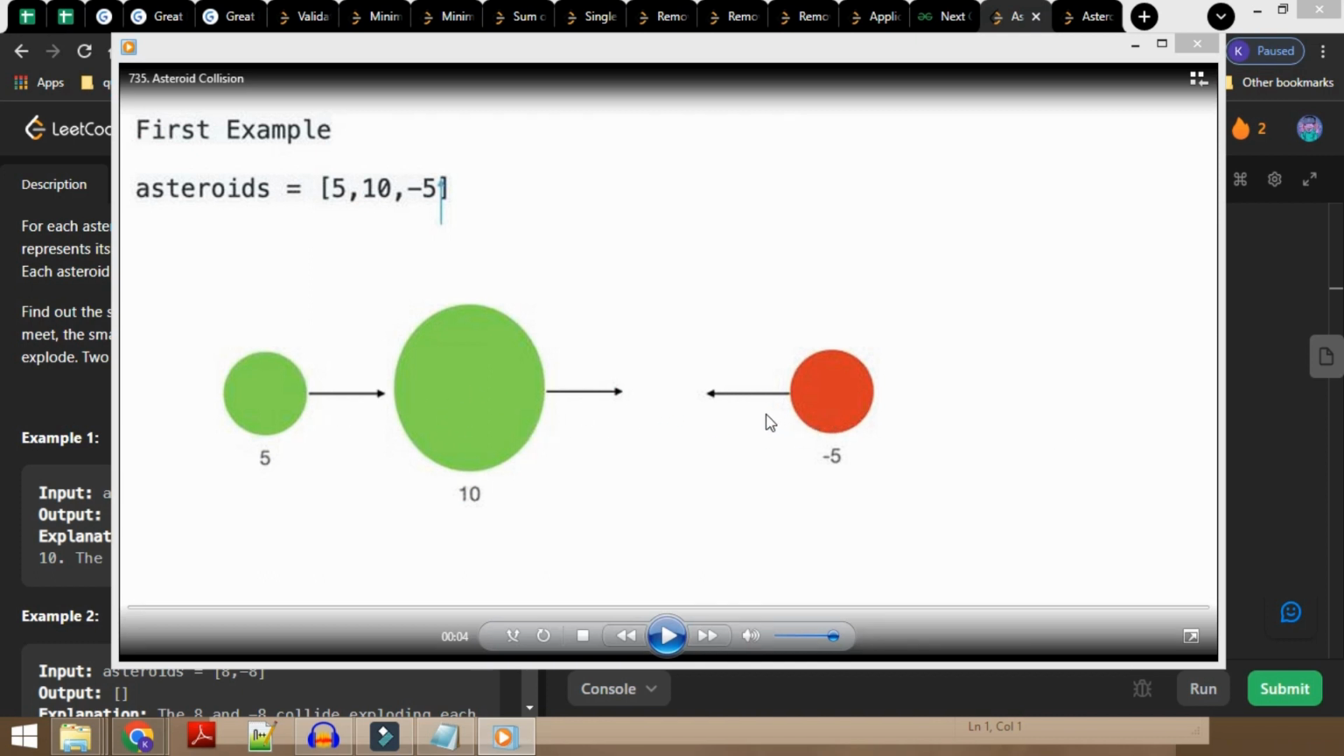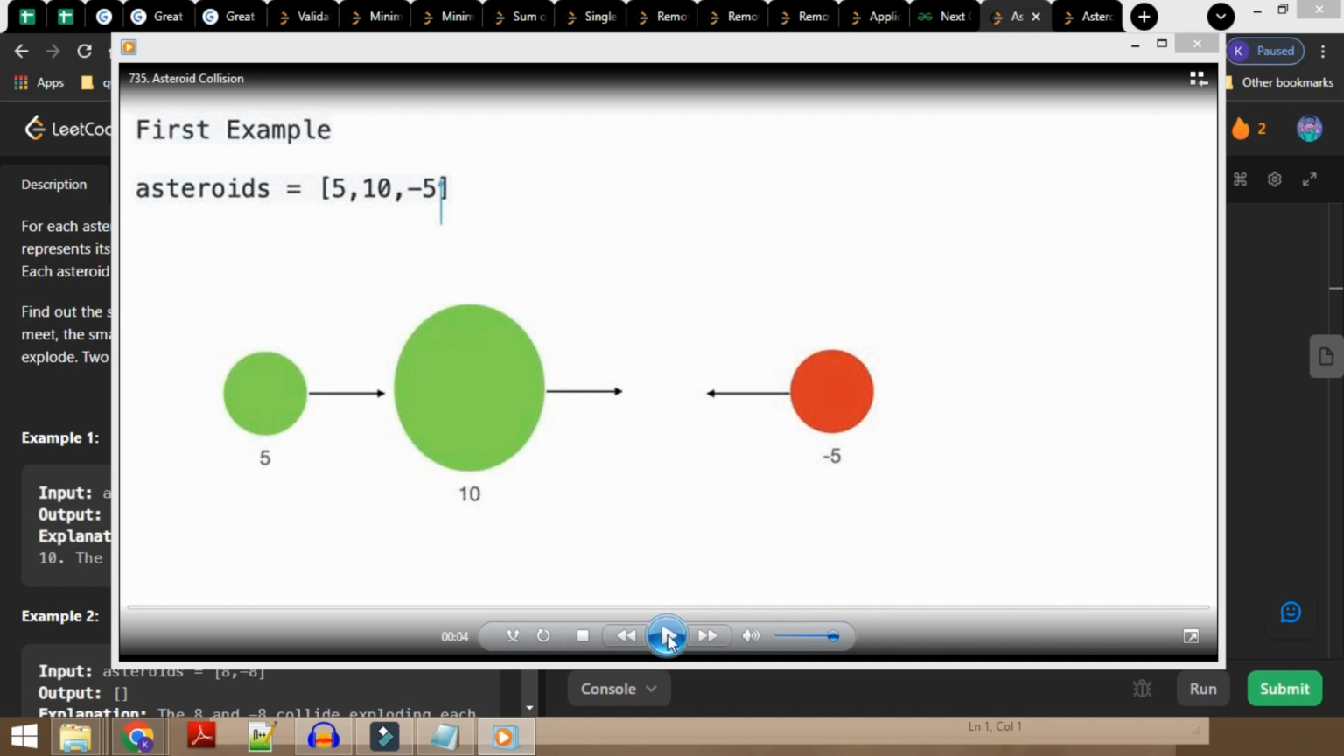What's going to happen? What do you think? Which is going to survive at the end? Definitely this 10 is going to survive, right? That's what we have to check: after traversing through the complete array, which ones are remaining at the end. That's what we have to return in the form of an array, right? So that's the approach of this question.